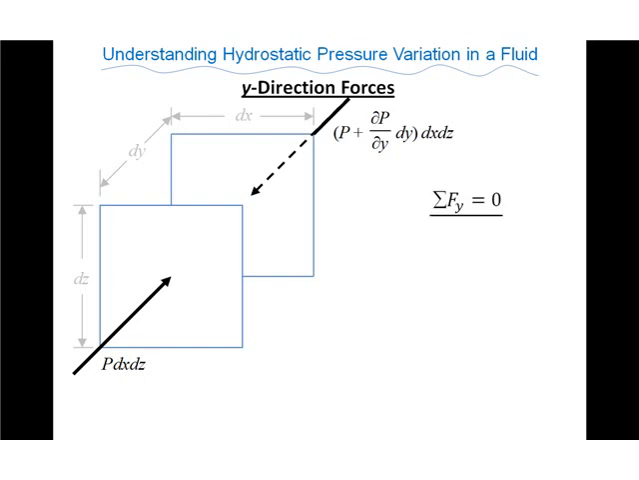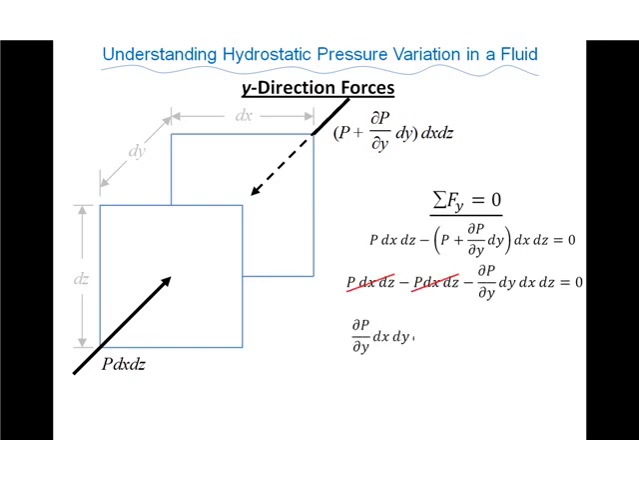So again, if we sum the forces in the y direction now, it looks very similar to the x version. We pull out the pressure times dx dz. Those pressure terms cancel, and we're left with the change in pressure with respect to y times the discrete volume is equal to 0. Well, again, we know the volume is not equal to 0, therefore the change in pressure with respect to y is 0. So we can also say that pressure is not a function of y.